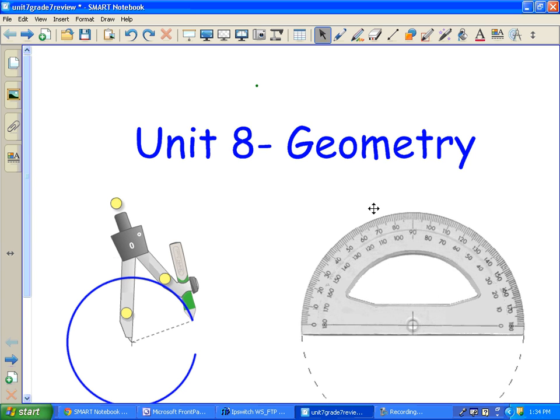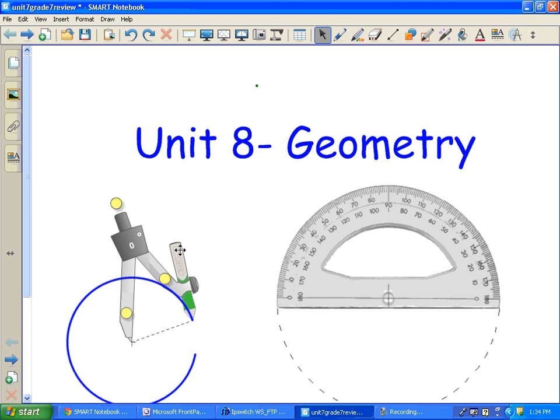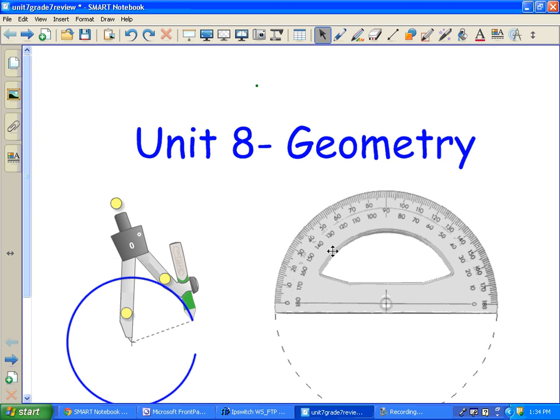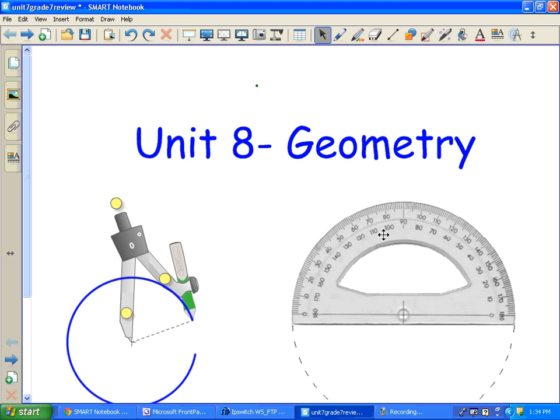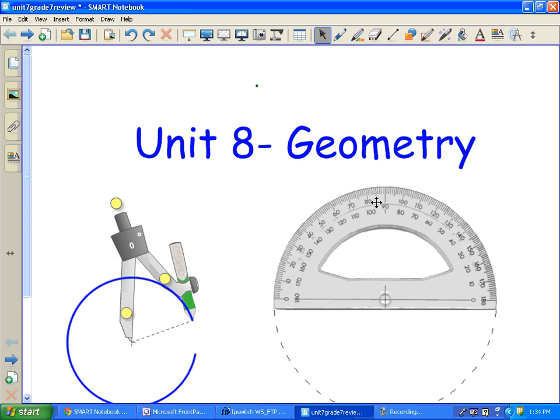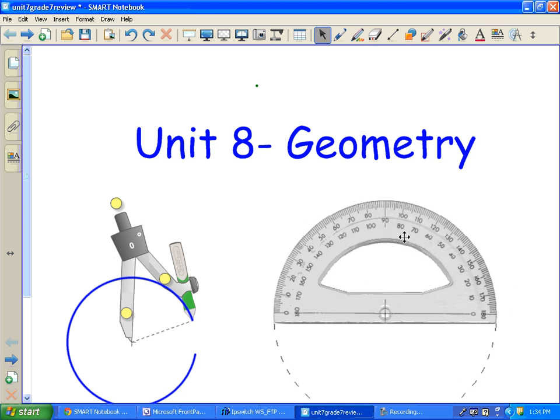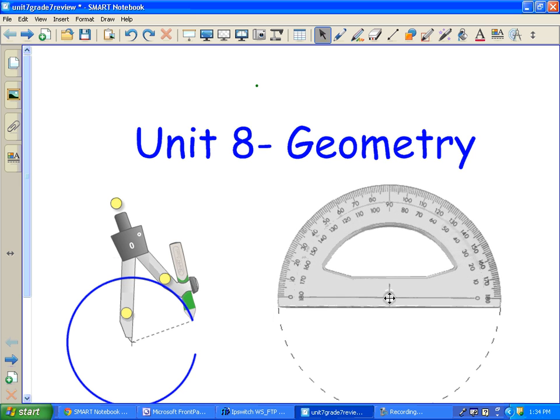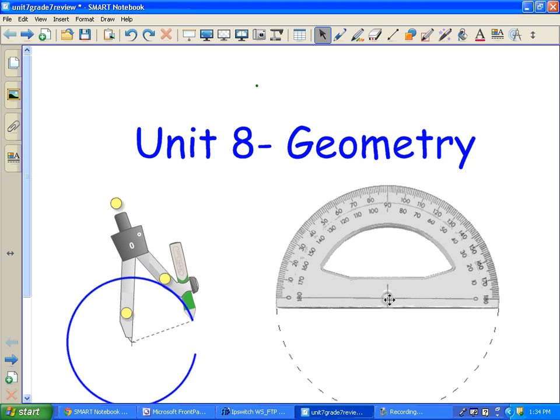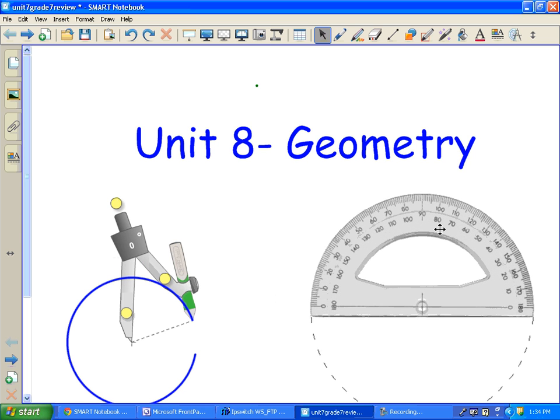Before we get into using these two tools, it's interesting to know first that this one here, a lovely looking protractor, is a tool used for measuring angles, and you should be quite familiar with that by now. You just simply place this little part right on the vertex of where you want to start your angle, and then you measure it up, and you can see how big it is.